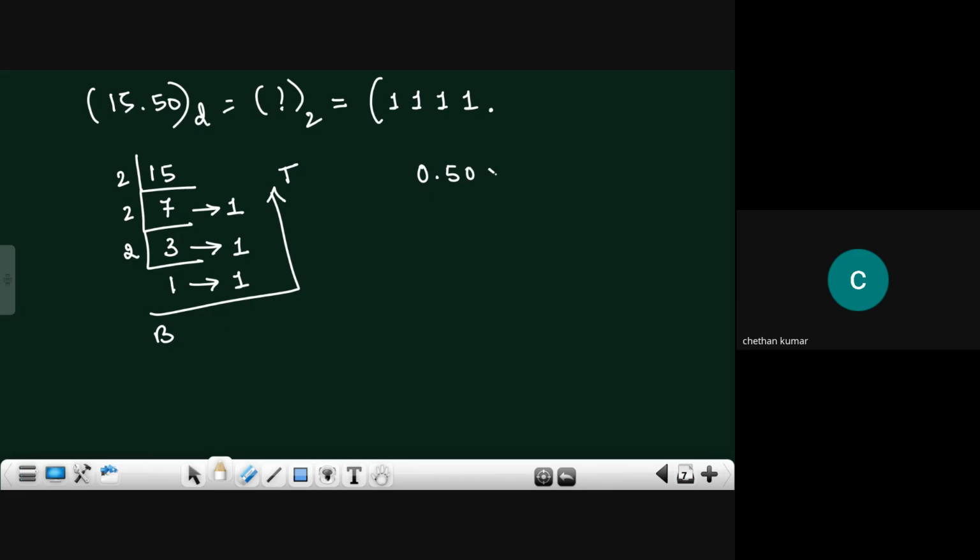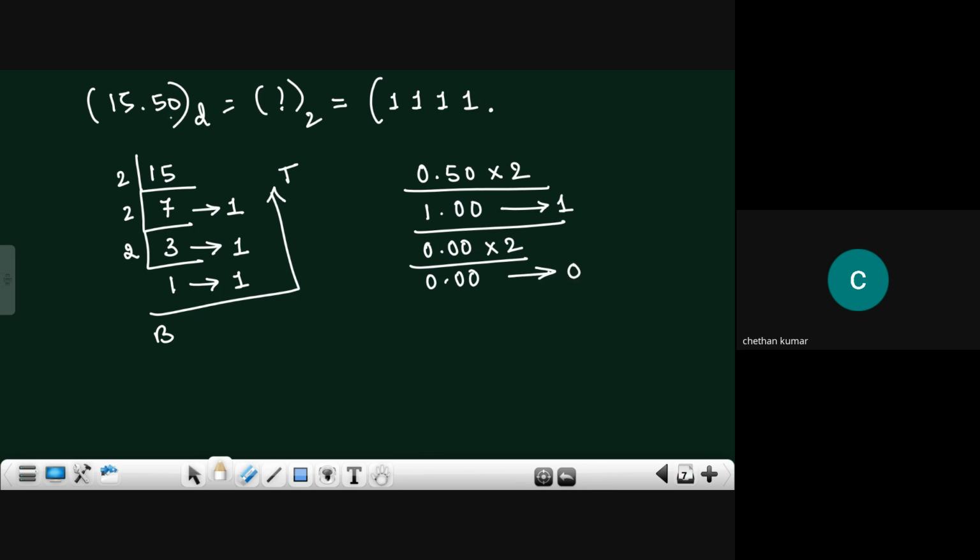0.50 successively multiplied by 2. How many times? 1 time. So 0.5 times 2 means what? 1.00. What do you have to do? Take the result out. Right? Take the result out. So then it should be what? 0.00. If you multiply this, you'll get what? 0.00. You take 0 out.